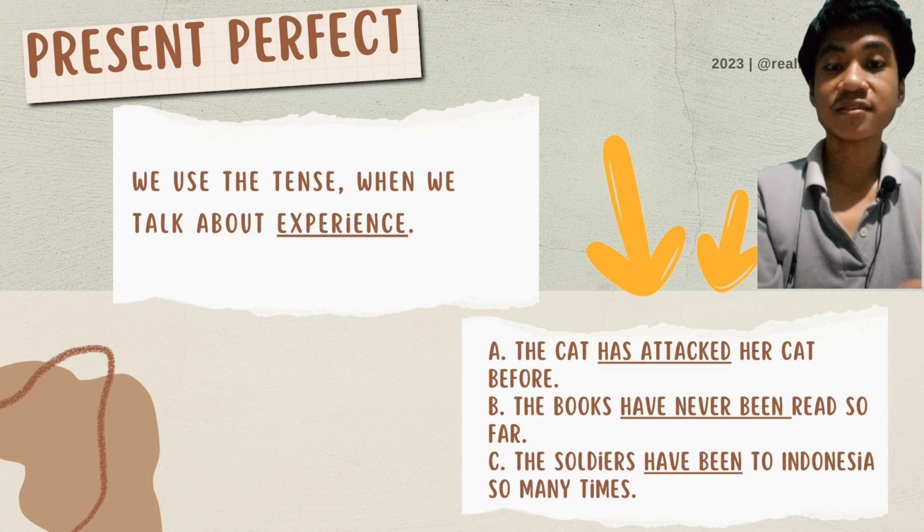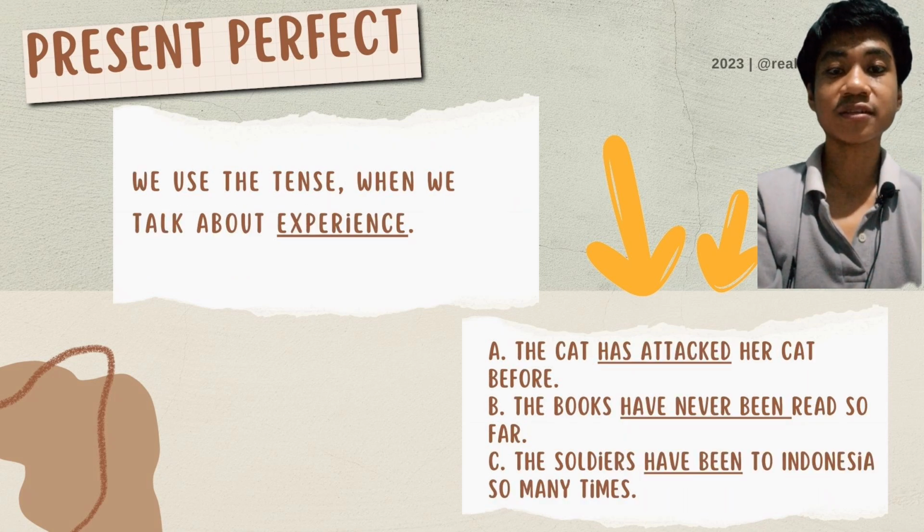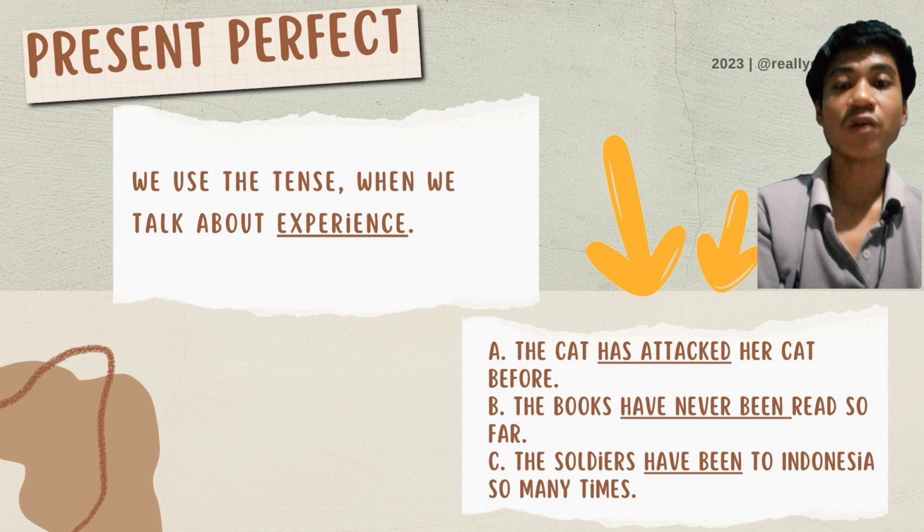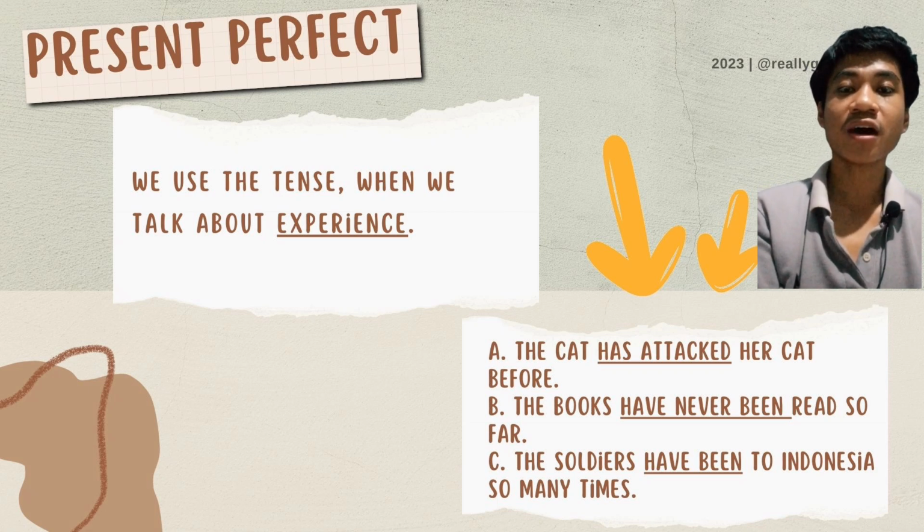We use the tense when we talk about experience. For example, the cat has attacked her cat before. The books have never been read so far. The soldiers have been to Indonesia so many times.